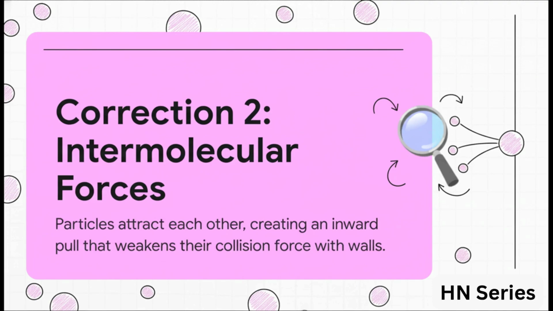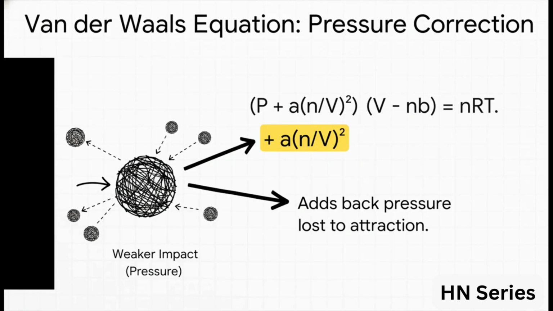All right, next up is the second lie, that these particles just totally ignore each other. No, they don't. They have these weak little attractions, right? We call them intermolecular forces. So imagine a particle just about to smack into the wall of its container, while the other particles behind it are kind of pulling it back, just a tiny bit, like a little game of tug-of-war. And what that means is, it hits the wall with a little less oomph than it would have otherwise. So the crucial insight here is that the pressure we actually measure on the outside is a little bit lower than the true ideal pressure on the inside.